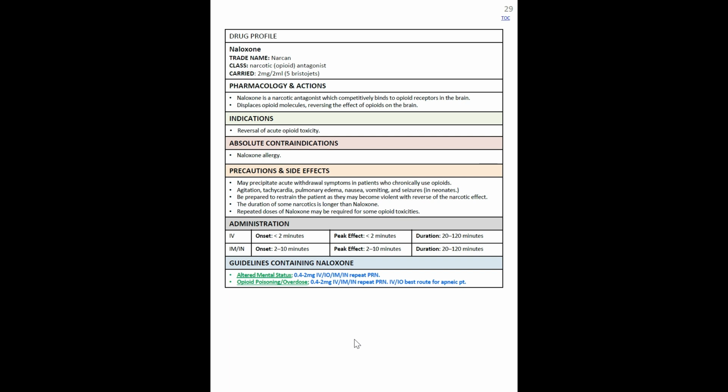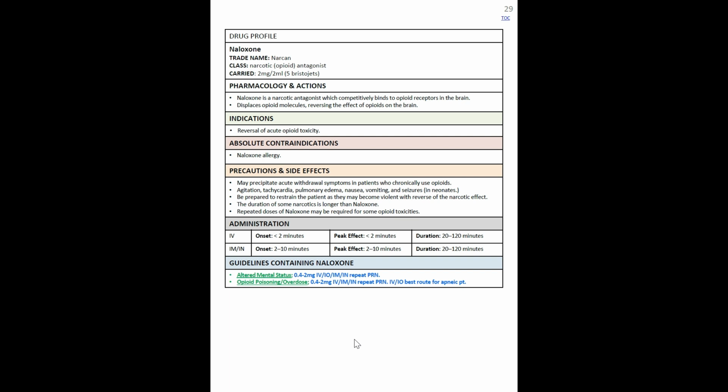So its indication is reversal of acute opioid toxicity. The only contraindication is an allergy to the medication, and there are some precautions and side effects to go over. It may precipitate acute withdrawal symptoms in patients who chronically use opioids, so it's always best to start out with judicious, smaller doses of this and then build up. You may see agitation, tachycardia, pulmonary edema, nausea, vomiting, and seizures in the neonate population.